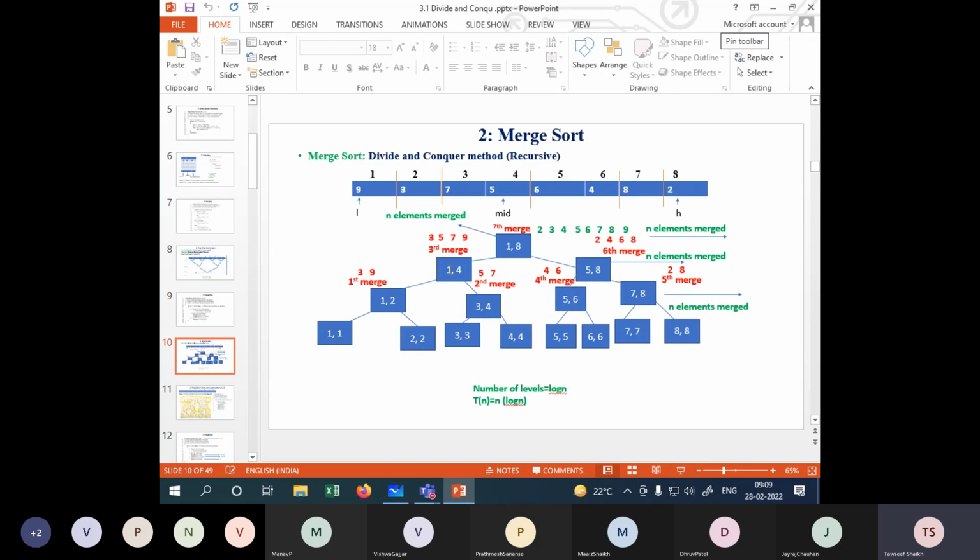Now the mid value will be calculated as low plus high divided by 2. Now in this step, our low is 1 and our high is 4. Are you following me? So mid will be calculated as 1 plus 4, that will equal 5 divided by 2. So that will be equal to 2.